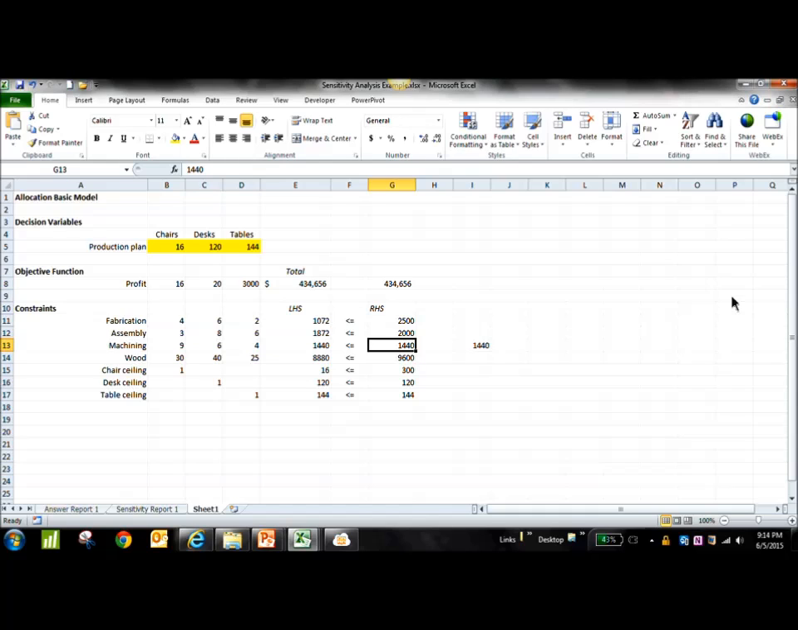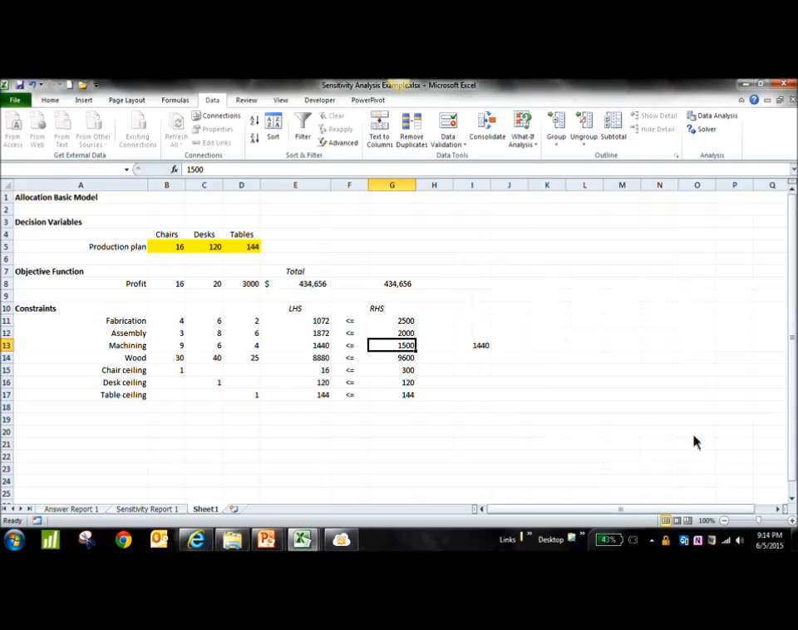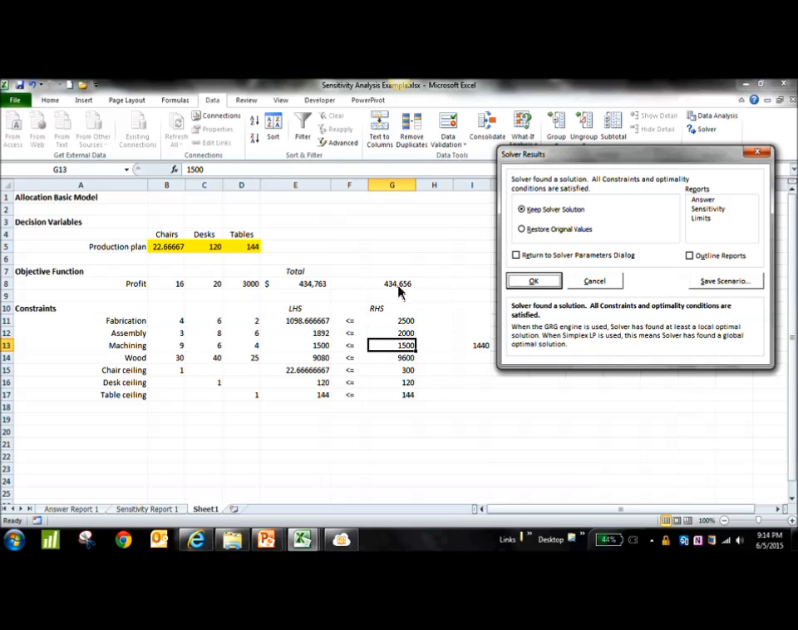I'm going to change this now to 1,500. I added a small machine or I hired a part-time person, and suddenly what happens is when I rerun, guess what? This is our original value. This is what our new value is, increased by a certain amount.